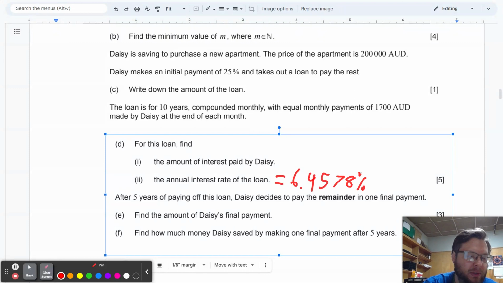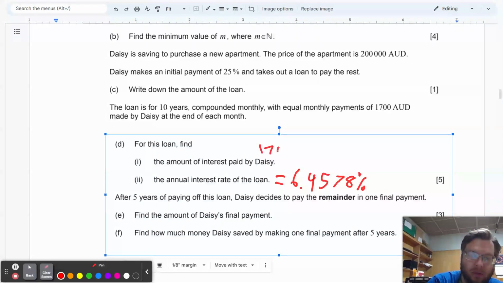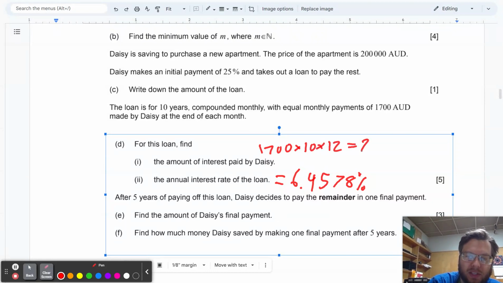It's not the amount of interest. And a lot of people were confused by this, but the amount of interest is actually a lot easier to calculate because you're doing $1,700 payments. You're paying those for 10 years. You're paying 12 payments per year, and so that's actually just $204,000. Now, that's not quite the amount of interest. That's the total amount that you pay over 10 years.